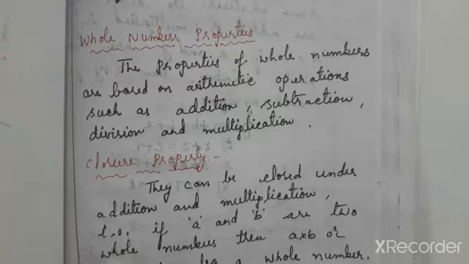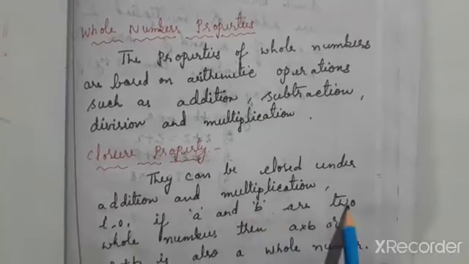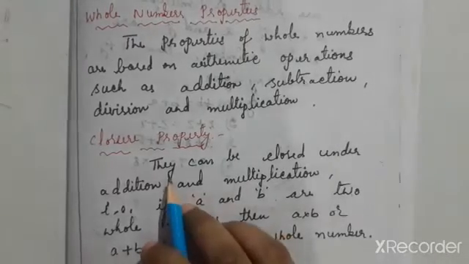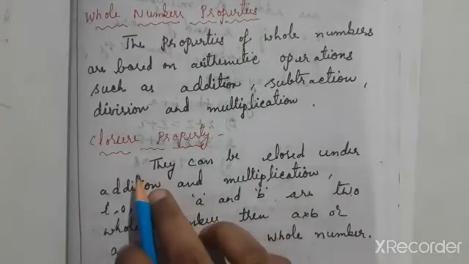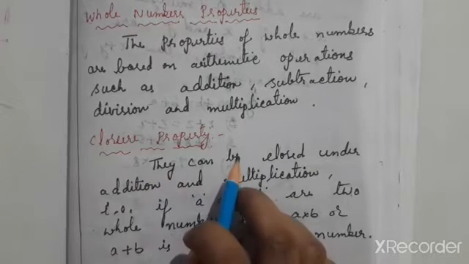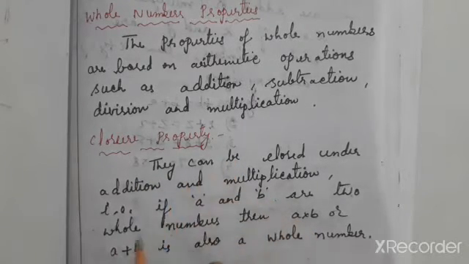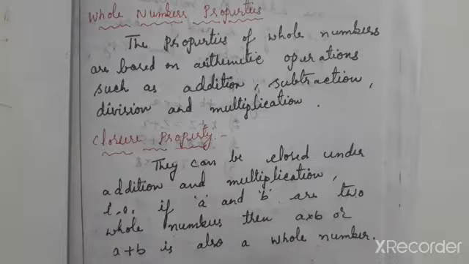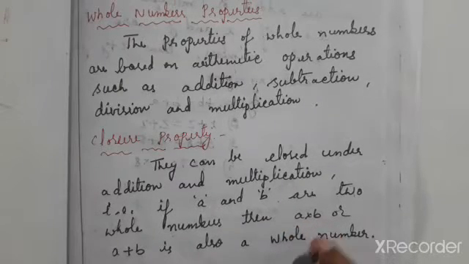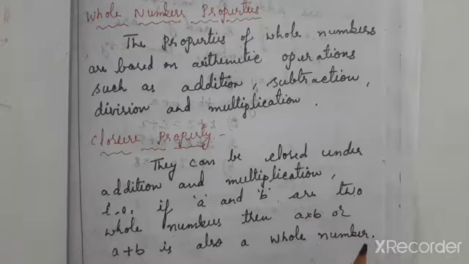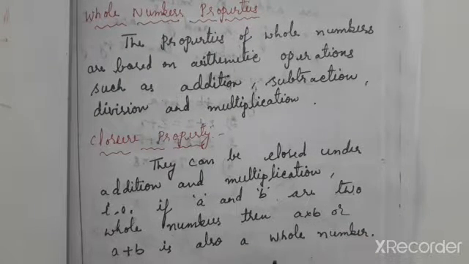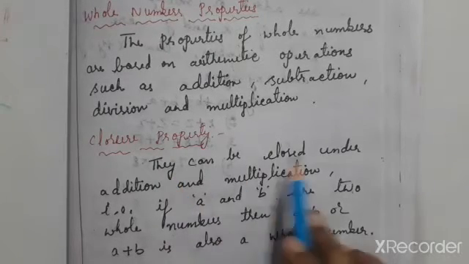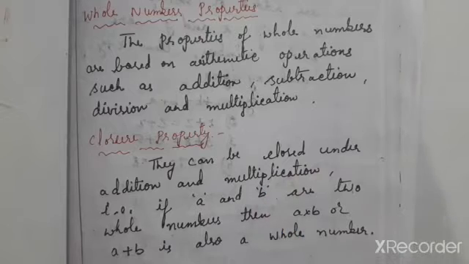That is, if A and B are two whole numbers, then A into B or A plus B is also a whole number. It means if you add any two whole numbers, the answer is a whole number itself. And if you multiply any two whole numbers, the answer is also a whole number itself. For subtraction, sometimes it will be different. Minus into minus will become plus. Plus into minus means minus. So closure property holds under addition and multiplication.